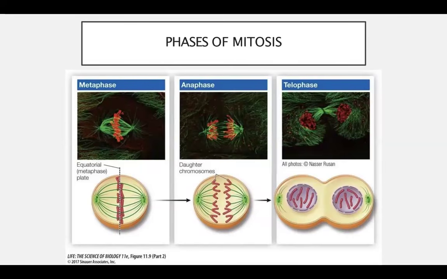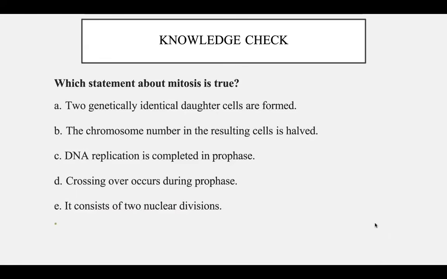So prophase, metaphase, anaphase, telophase. Prophase and telophase are the opposite of each other. Metaphase meets in the middle. Anaphase is pulling apart. I'll skip this question because I went over it. So the correct answer is A, two genetically identical daughter cells are formed.